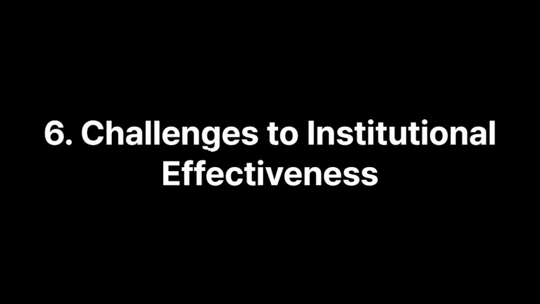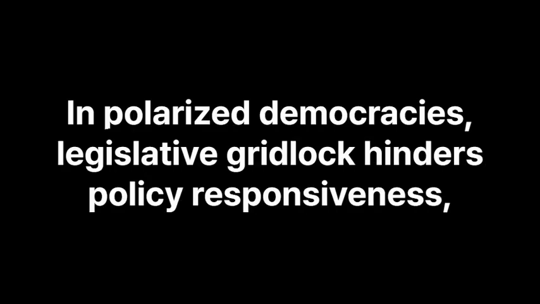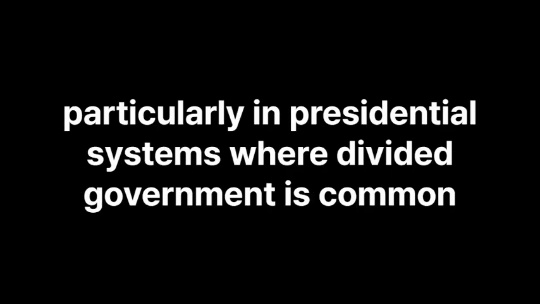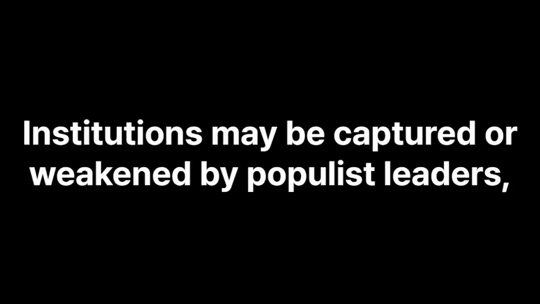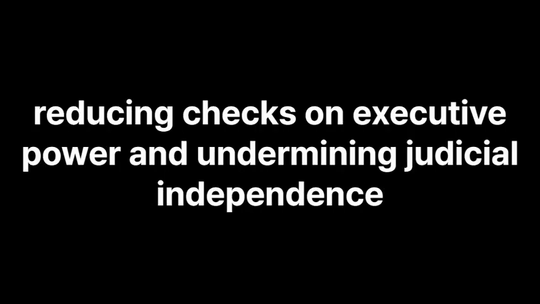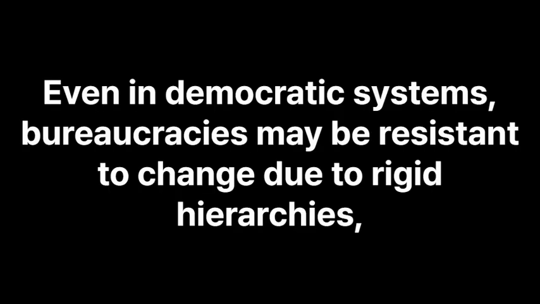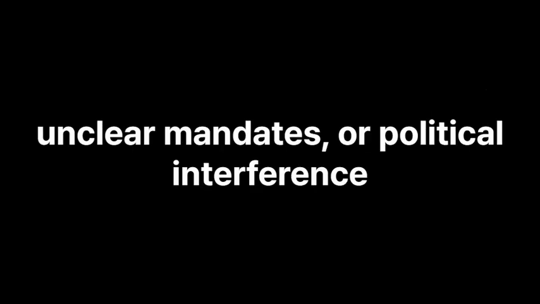6. Challenges to institutional effectiveness. 6.1 Gridlock and partisanship. In polarized democracies, legislative gridlock hinders policy responsiveness, particularly in presidential systems where divided government is common. 6.2 Democratic erosion. Institutions may be captured or weakened by populist leaders, reducing checks on executive power and undermining judicial independence. 6.3 Bureaucratic inertia. Even in democratic systems, bureaucracies may be resistant to change due to rigid hierarchies, unclear mandates, or political interference.